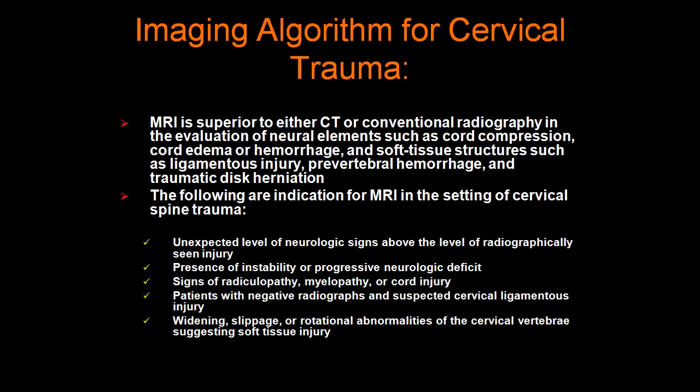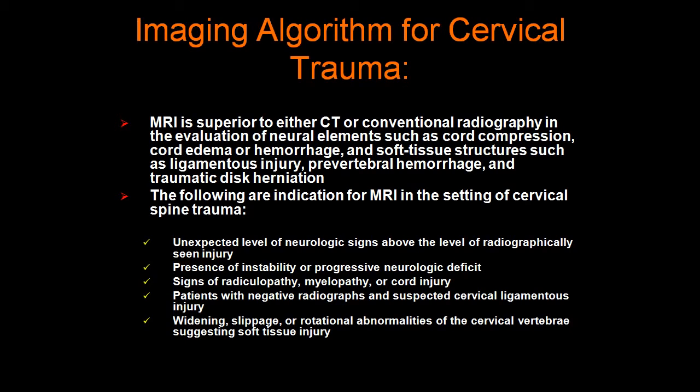MRI is superior to either CT or conventional radiographs in the evaluation of neural elements such as cord compression, cord edema or hemorrhage, and soft tissue structures such as ligamentous injury, prevertebral hemorrhage, and traumatic disc herniation. The following are indications for MRI in the setting of cervical spine trauma.